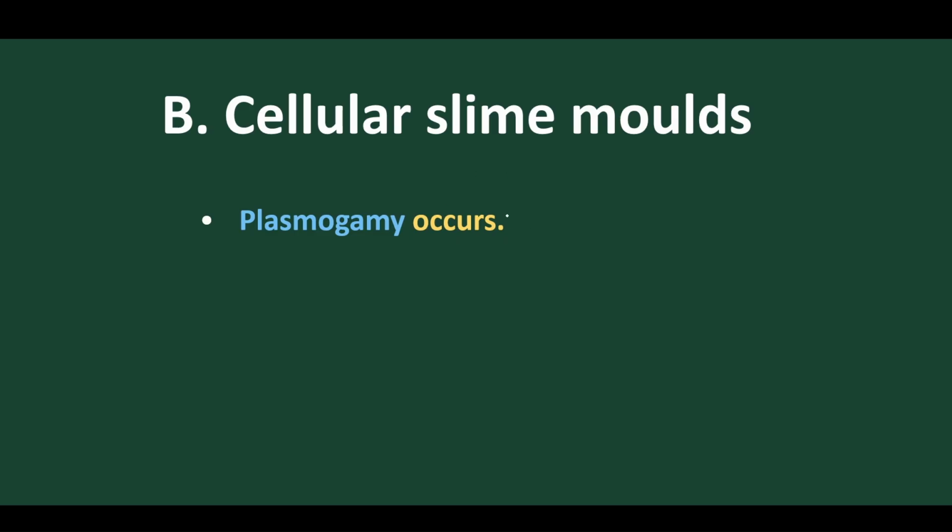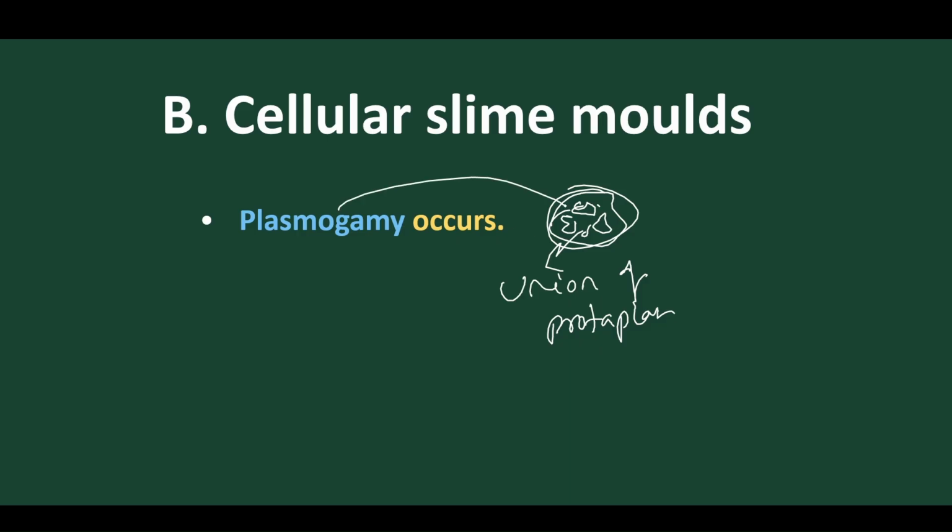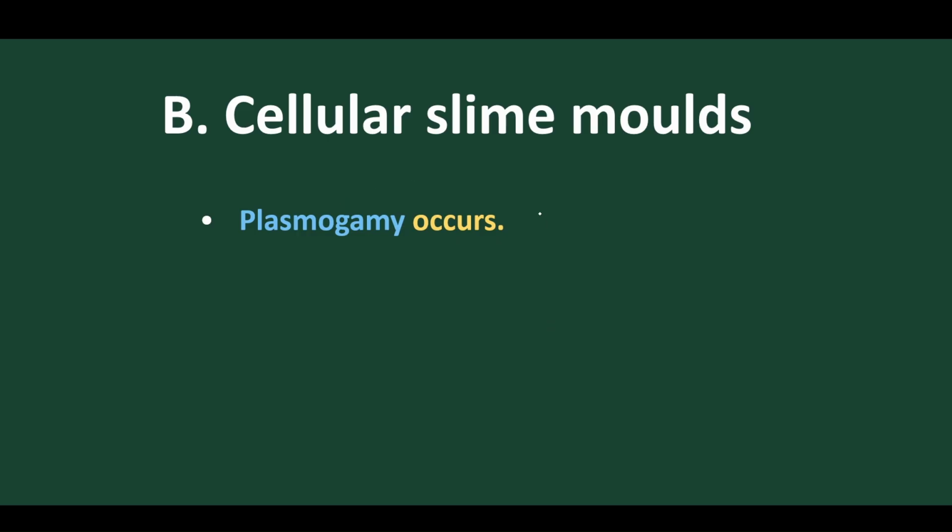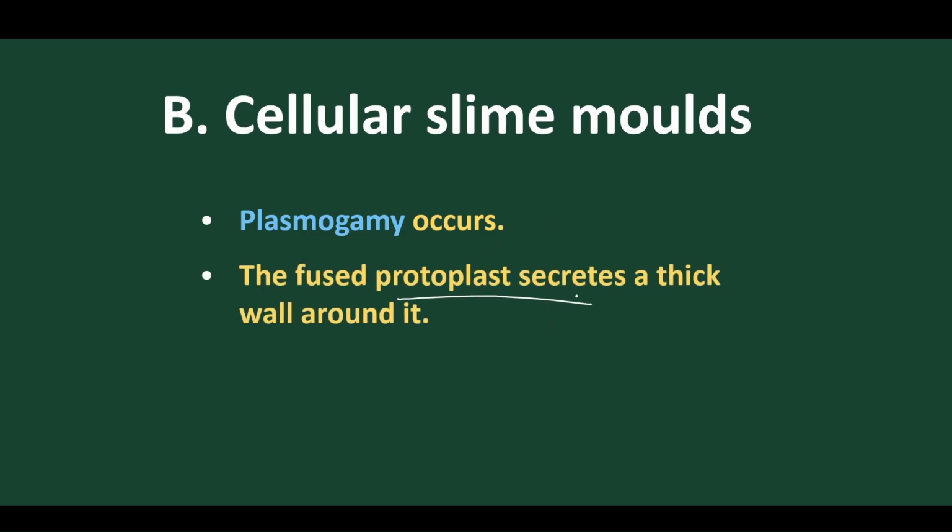Then plasmogamy occurs inside, meaning union of protoplasm. The union of protoplasm takes place because all the myxamoebae are engulfed within a single bigger one, and this bigger one dissolves all the smaller ones within it. So all the protoplasm gets united, and this is called plasmogamy. After plasmogamy, karyogamy takes place. The fused protoplasm secretes a thick wall around it.